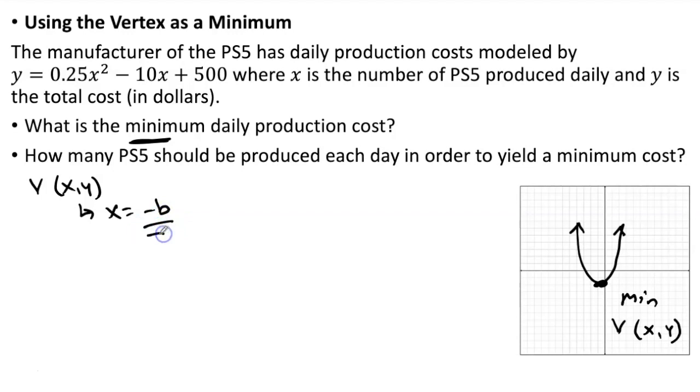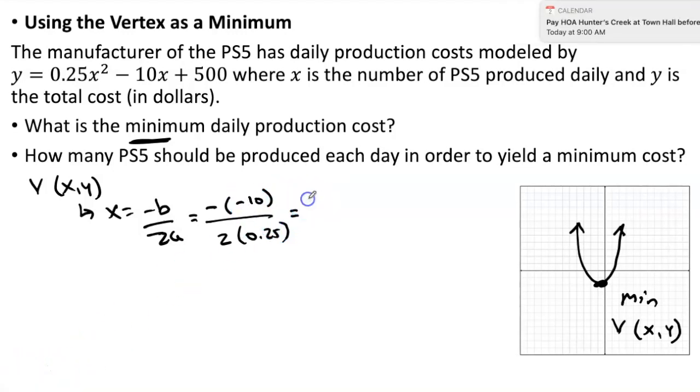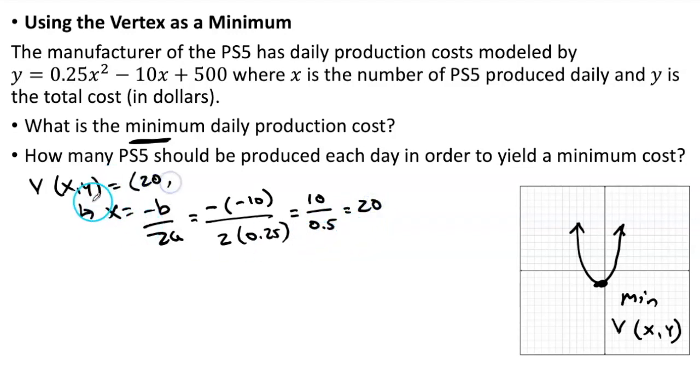Negative B over 2A. Remember, in front of the X squared is the A, B, and this is your C. So negative B, B is in front of the X, negative 10, over 2 times A in front of the X squared, 0.25. The two negatives on the top are going to give me a positive. 2 times this is 0.5. 10 divided by half is 20. So that's my X value, 20. I got to find the Y. How? Plug it back in. Let's do the math.